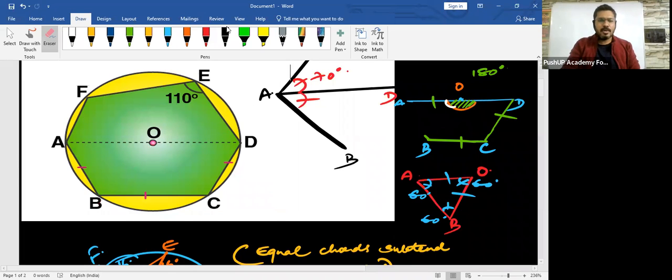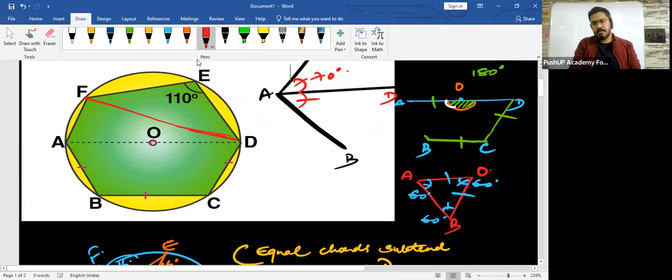Amal, so what was your question? If you draw a line from F to D, then angle A is 110 because angle subtended by same chord. If I draw it from F to D, angle A is 110 because angle subtended by same chord. Different segment. Angle A is 70, 110.